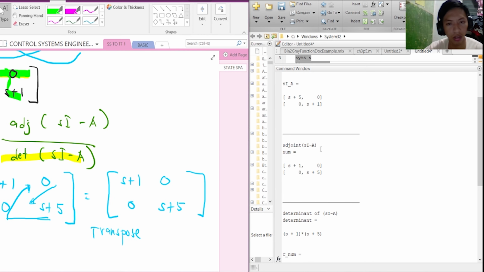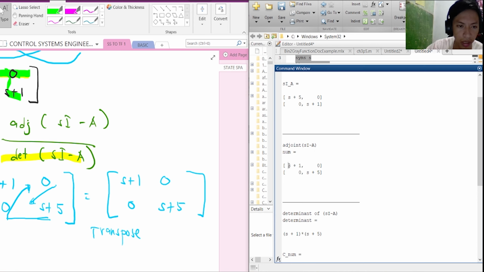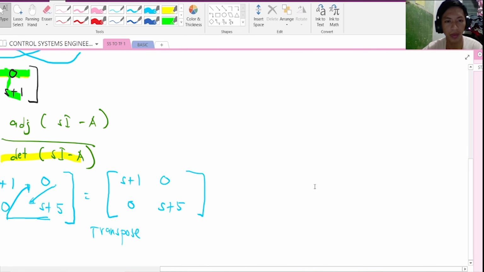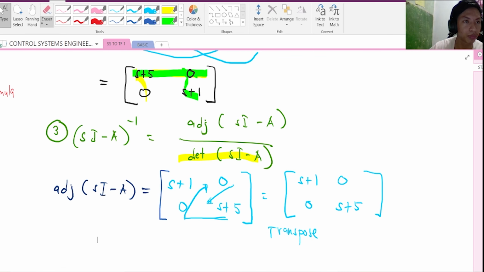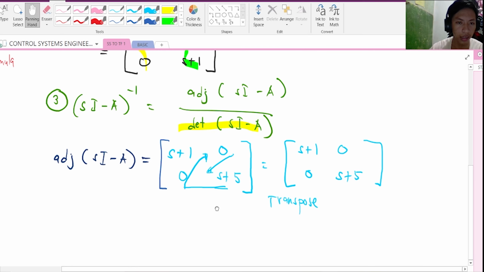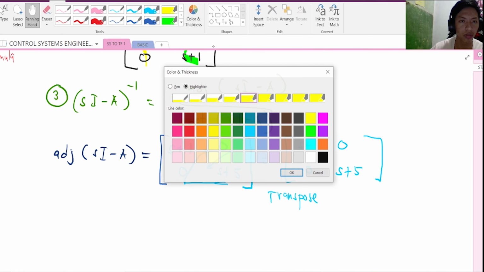Okay, so the adjoint of sI minus A would be this one. As you can see, it shows clearly that we're on the right track. It's cool to have this picture. Now we're going to find the determinant of the 2 by 2.